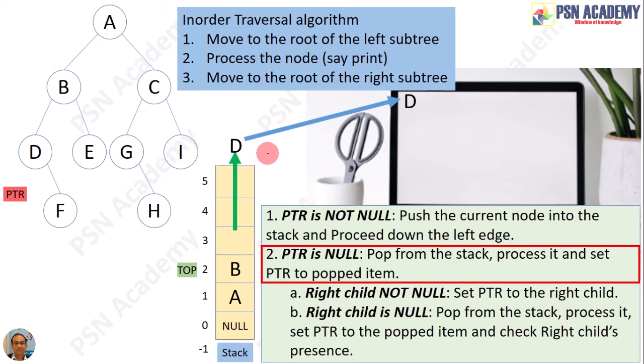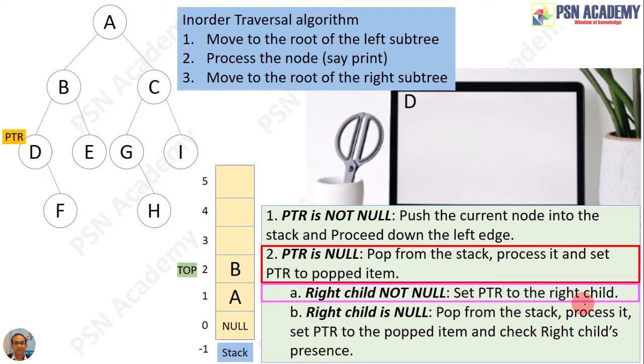In our case, processing is a printing job only. After that, you set PTR to the popped item. The popped item is D, so set PTR to D. So PTR comes over here. After this, you have to check whether there is a right child or not. Rules 2A and 2B describe what to do. Now see here, PTR is at D and it has a right child, that is F. So we move to 2A, set PTR to the right child. So PTR will be set to F.